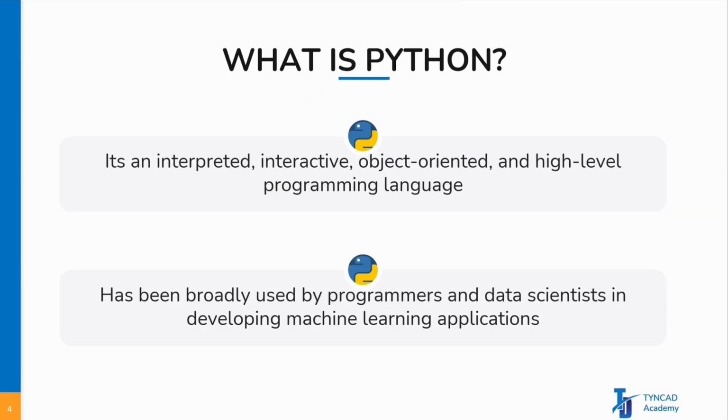First question is, what is Python? So first of all, Python is an object oriented programming language, an interactive one, of course, and a high level programming language. Now, it is an interpreted language. That is an advantage of it that makes it faster. And another thing is that it is broadly used by programmers and data scientists.